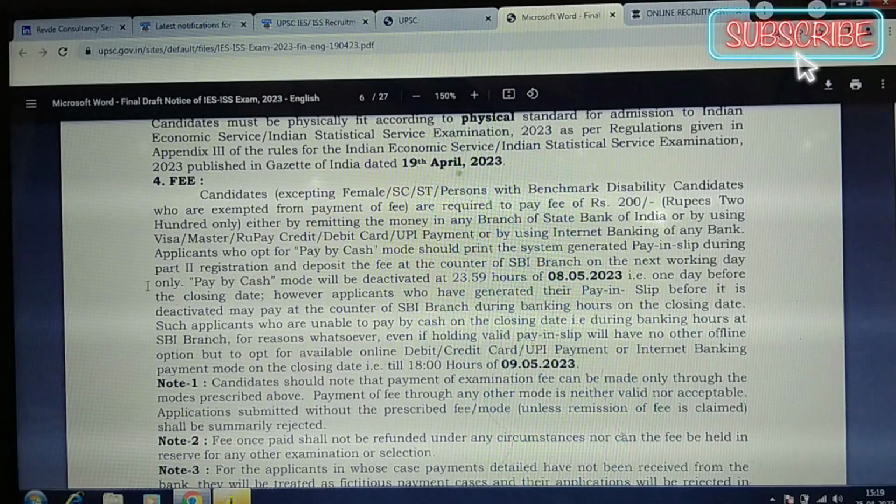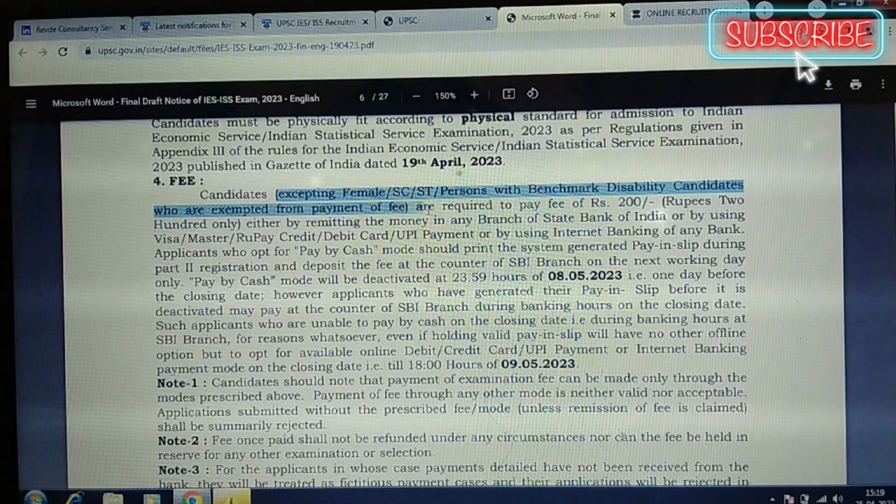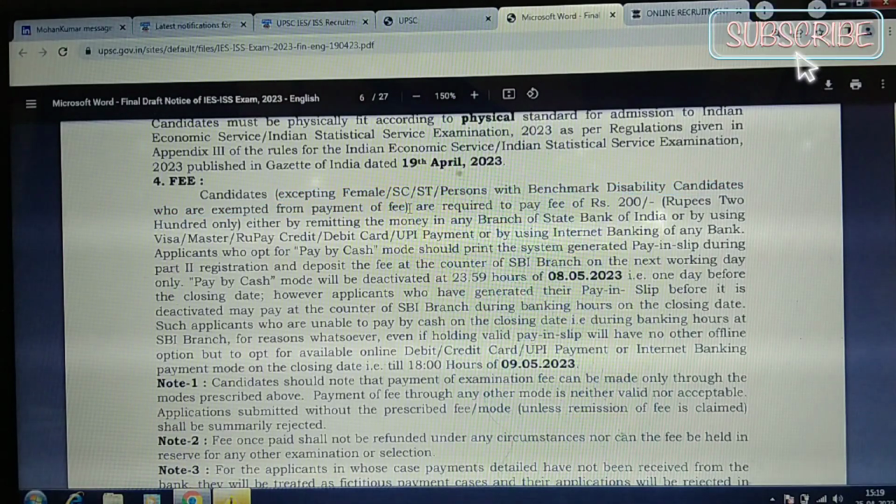For the fees, especially the fees process, is very important. Candidates except female, SC/ST, and persons with benchmark disability are exempted from the payment of fees. There are no fees for female candidates and SC/ST and benchmark disability candidates. Here you have to note this.